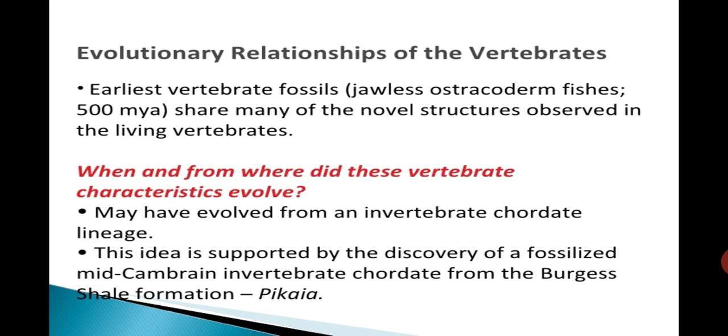Now we will discuss the evolutionary relationship of the vertebrates. Earliest vertebrate fossils, which include the jawless ostracoderm fishes, 500 million years ago, share many of the novel structures observed in the living vertebrates. When and from where did these vertebrate characteristics evolve? They may have evolved from the invertebrate chordates lineage. This idea is supported by the discovery of fossilized mid-Cambrian invertebrate chordates from the Burgess Shale Formation.